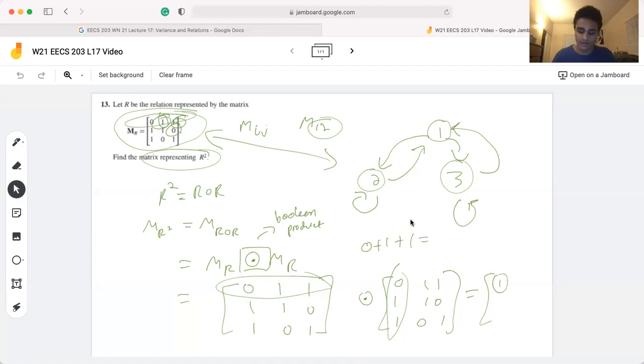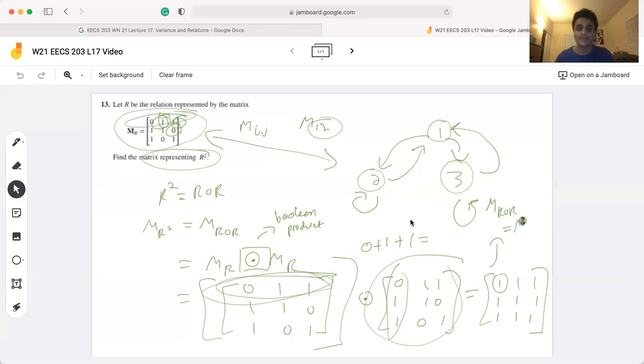Similarly, we're going to go through and do the rest of this. So 0 times 1, you're going to get 1 right here, 1 right here, 1 right here. And then I believe the way it fills up is that you just end up with 1s in all of the spots. So essentially what we did was we took the Boolean product of this matrix right here with itself. And as a result, this matrix right here is MR composed with R, which is MR squared.